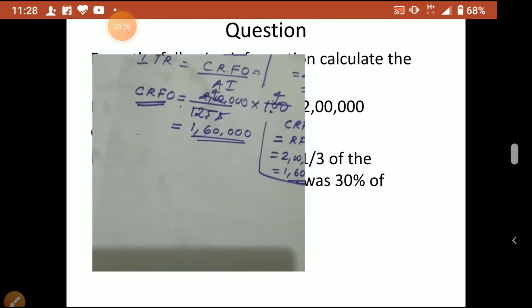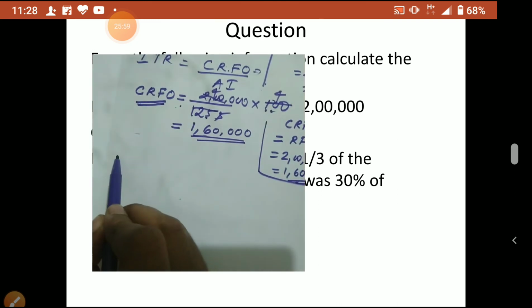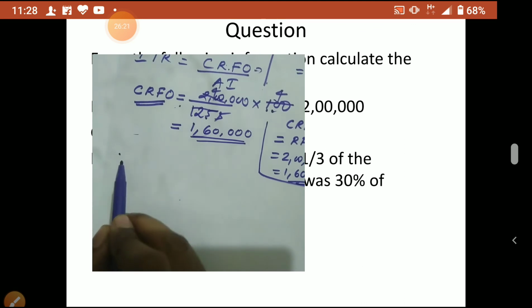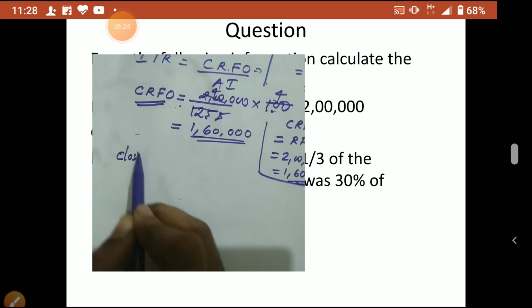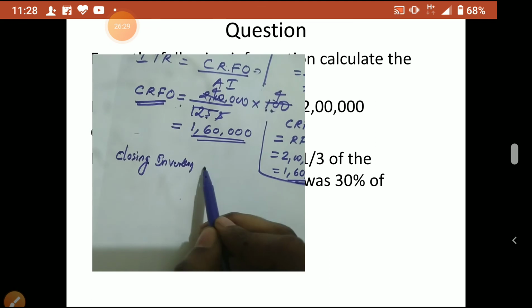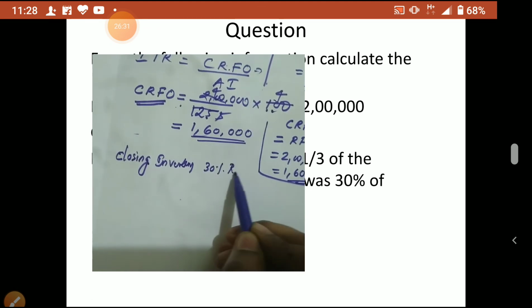Now we got CRFO. Now what do we need? Inventory. Nothing is given about inventory. We need average inventory. Closing inventory and opening inventory are not given, but some hints are there. Inventory at the beginning is 1/3 of inventory at the end, which was 30% of the revenue from operation. So inventory at the end, known as closing inventory, is 30% of revenue from operation.